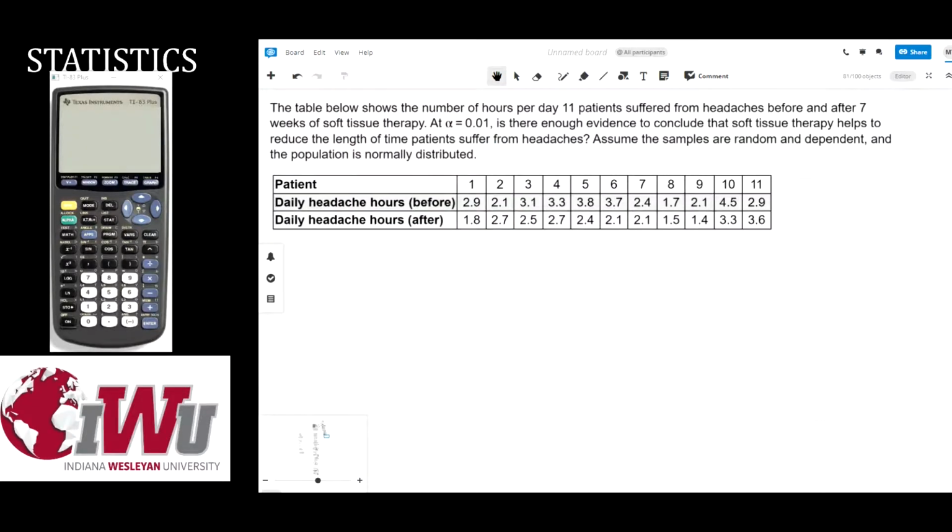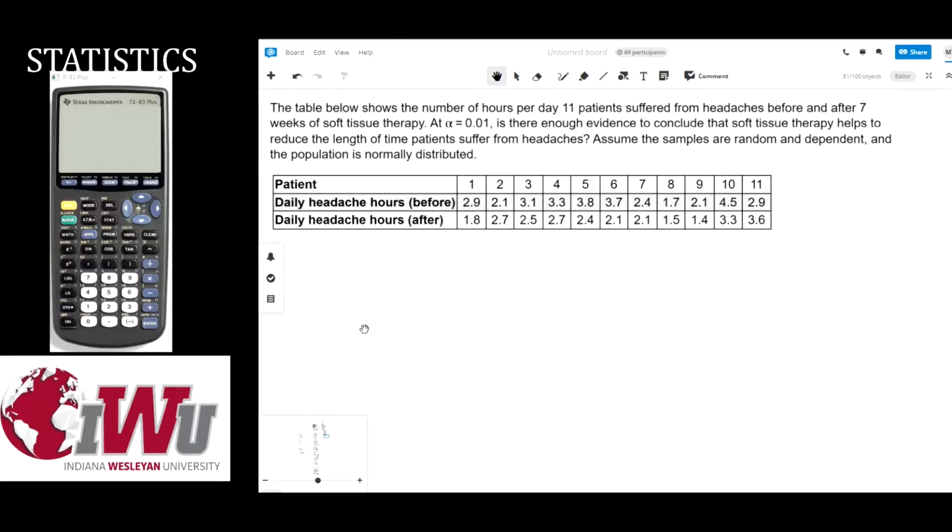And that's how we interpret it in terms of the context of the problem. So now we're going to move into testing the claim about the differences for a population of paired data. How do we know this is paired data? Well, we have patients, and we measured headache hours before and after something. The table below shows the number of hours per day 11 patients suffer from headaches before and after 7 weeks of soft tissue therapy. So again, we're dealing with a single patient, looking at the data for that patient before and after. So this data is paired and linked to one another here.